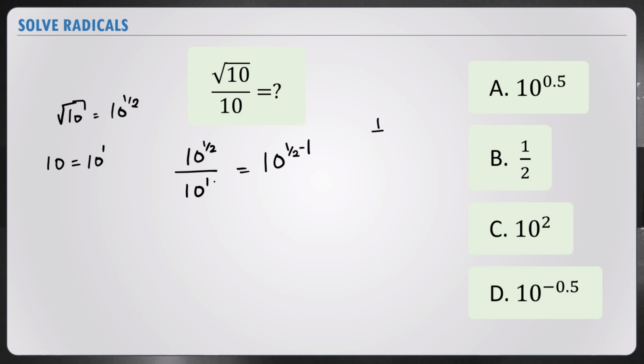So let's work out what is half minus 1. We get negative half. And negative half happens to be negative 0.5. So your answer will be 10 to the power of negative 0.5, which is choice D. 10 to the power of negative 0.5 is your answer.